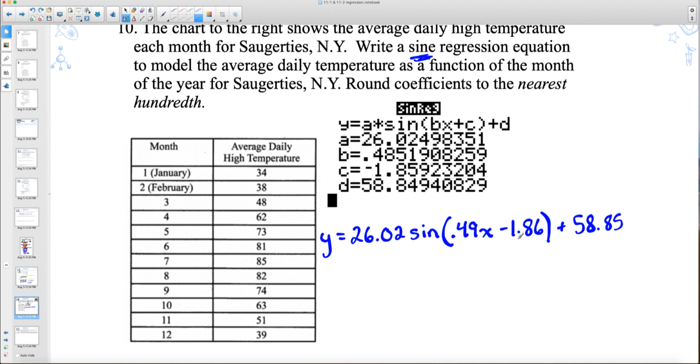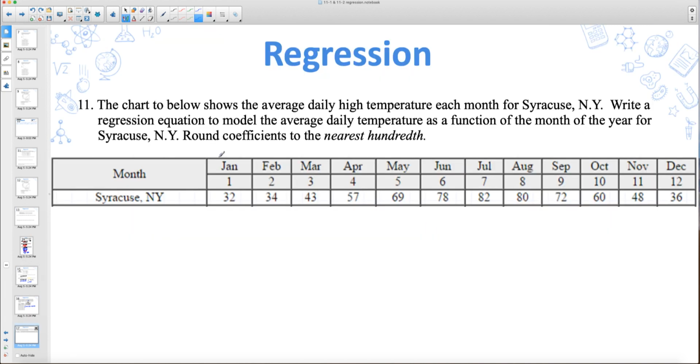It has a horizontal shift. It's moved to the right 1.86. It has a vertical shift. It's moved up 58.85, and it's going to be represented by a sine graph that's kind of shifted. So there's your equation, rounded to the nearest hundredth. It's not asking us to do anything else with it, so that's it. And we have one last one. So we'll take a look at that.